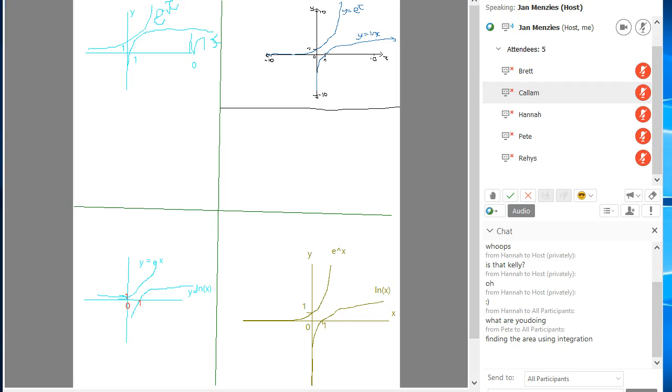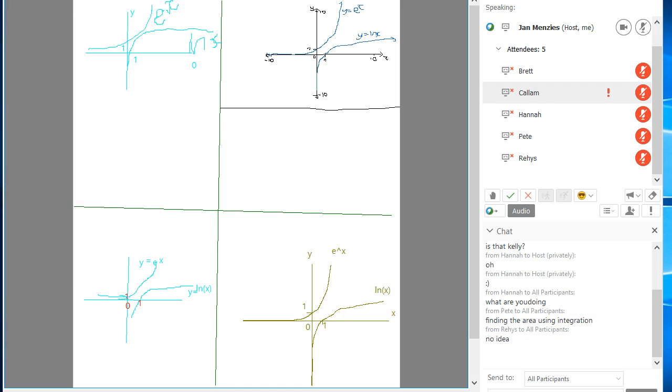I now see much more detail, and the bottom right corner is very symmetrical. I know it is very hard to draw on the WebEx, but for the bottom right graph, can you add the line of symmetry? Do you know the line of symmetry between the function y equals e^x and ln x? Does anyone have any idea what the line of symmetry is?